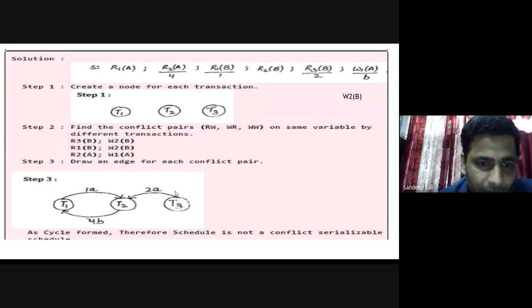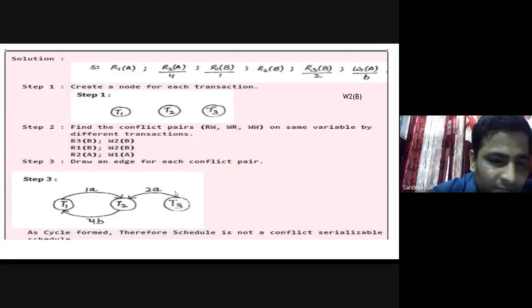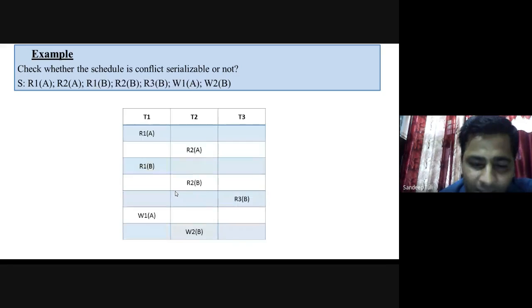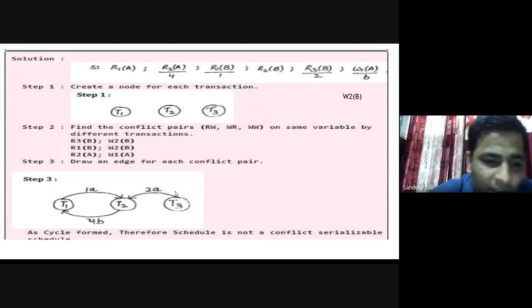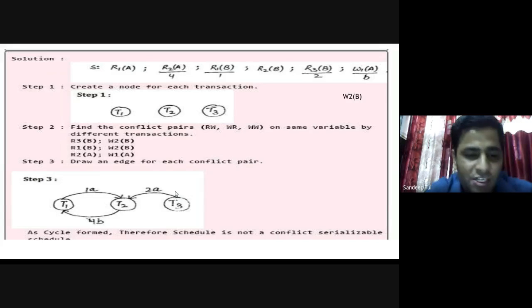Conflict pairs are RW, WR and WW. These are the 3 types of conflict pairs, keep this in mind. So in this way we have identified that in this table we are having 3 different conflict pairs. Now suppose I am talking about R3B and W2B. If I change their order, will they still be conflicting? Can we change the order? Tell me.